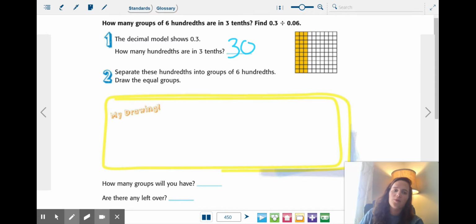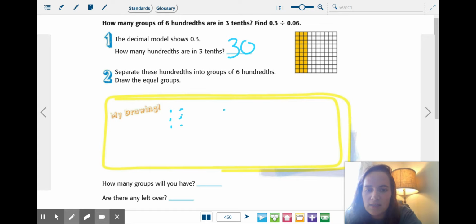Okay, so the book shows us that we can draw those 30 hundredths, and I'm going to represent those with dots. We can show those 30 hundredths in groups of 6/100. 1, 2, 3, 4, 5, 6, 7, 8, 9, 10, 11, 12, 13, 14, 15, 16, 17, 18, 19, 20, 21, 22, 23, 24.